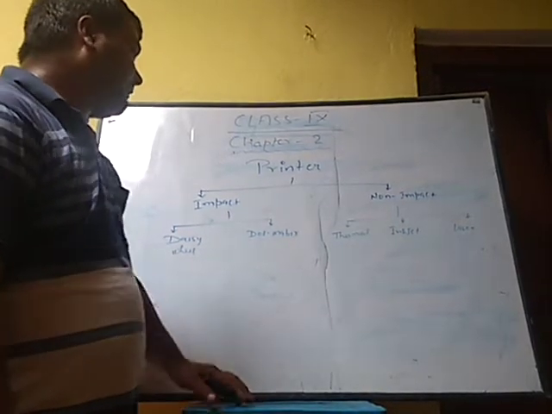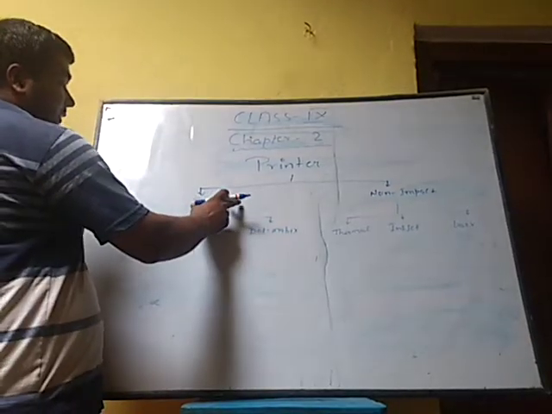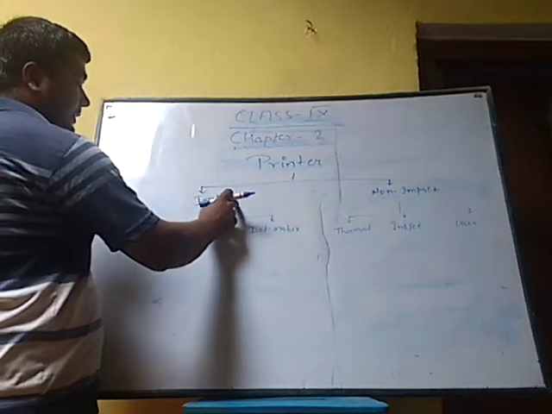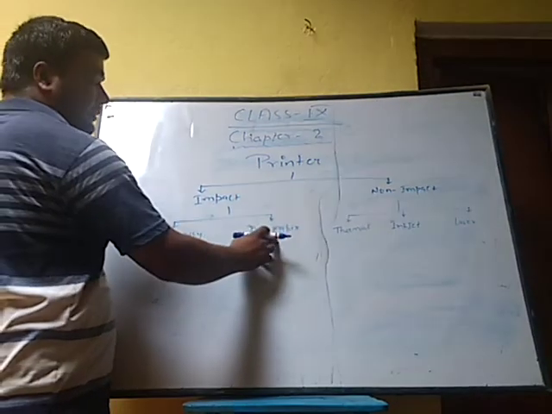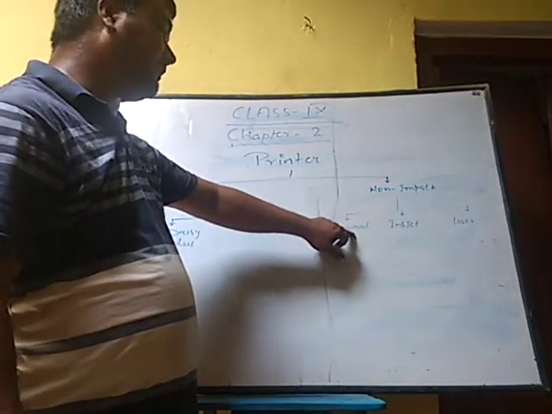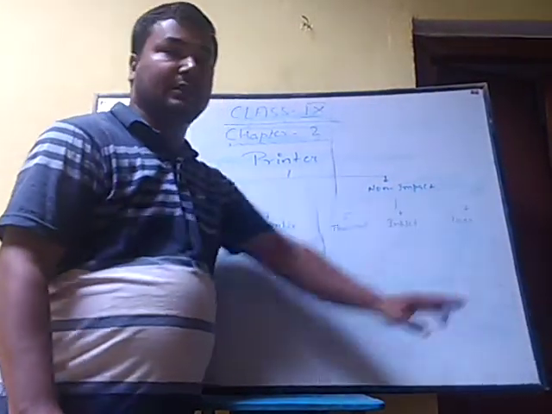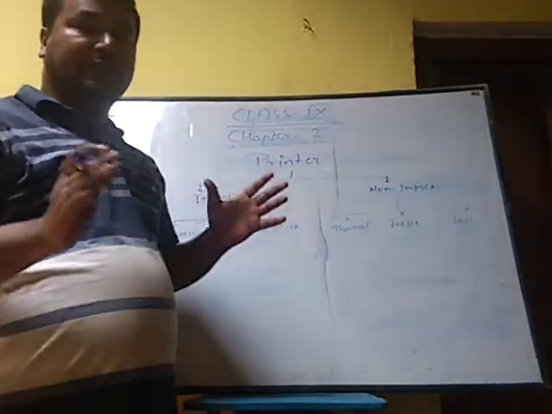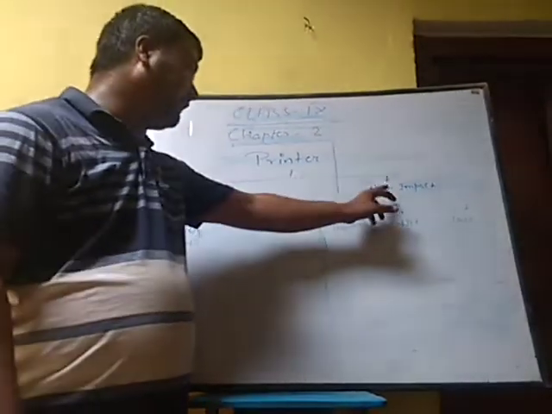Mainly, printers are divided into two parts: impact printers and non-impact printers. Impact printers have two types: the adhesive printer and the dot matrix printer. Non-impact printers have three types: the thermal printer, the inkjet printer, and the laser printer. First, we will discuss impact and non-impact printers.